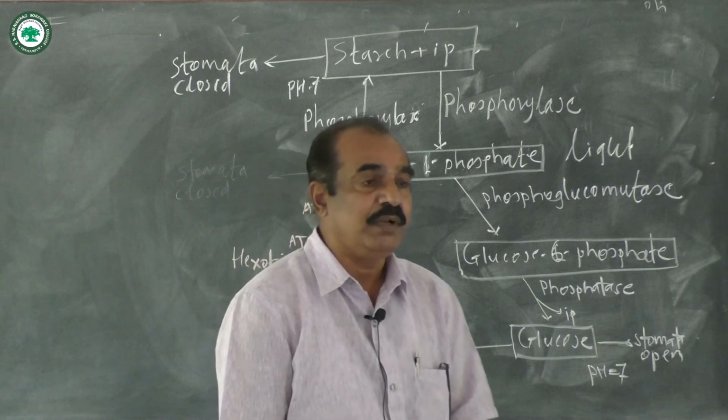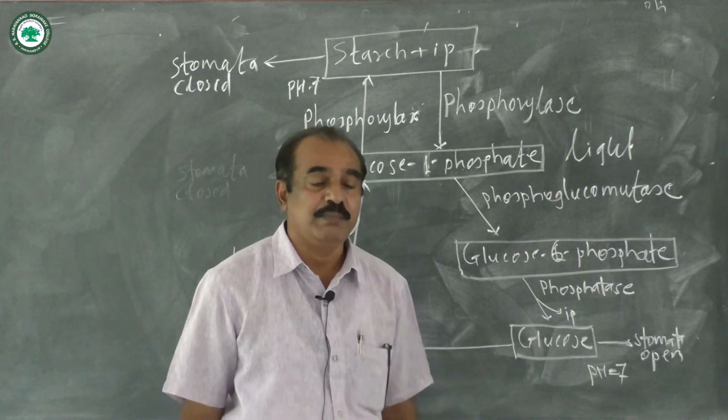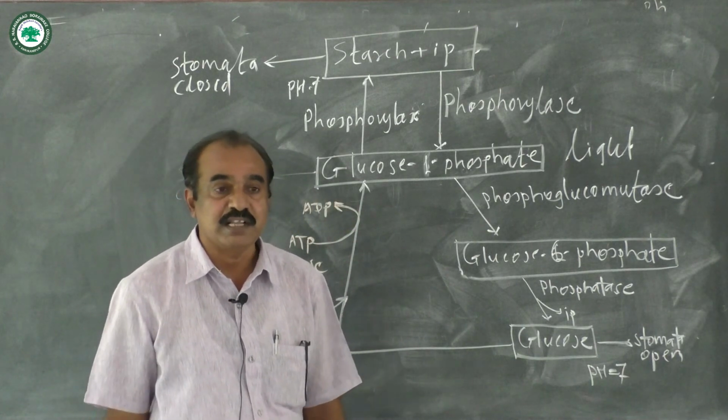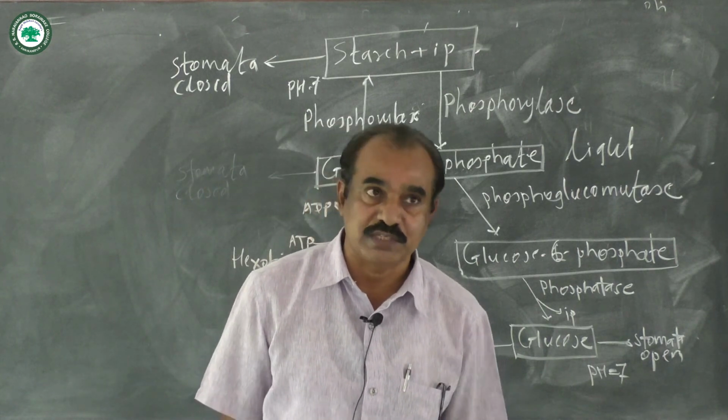That means the water from the guard cell goes back into the neighboring mesophyll cell, and flaccidity of the guard cell takes place, which closes the stomata, and here transpiration stops. This happens when there is no light.